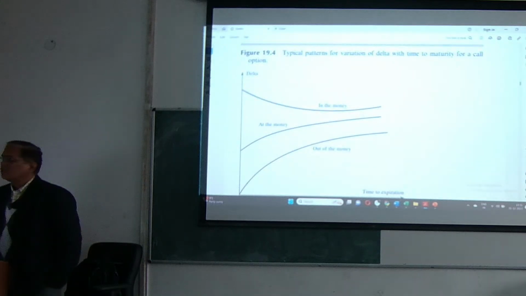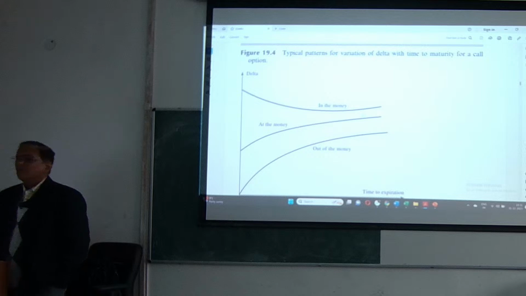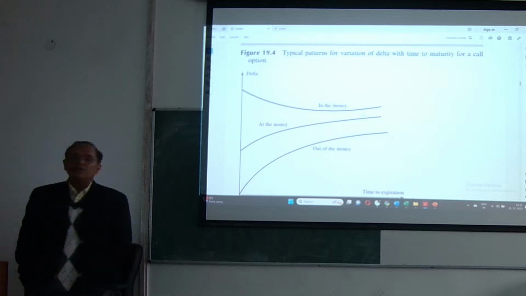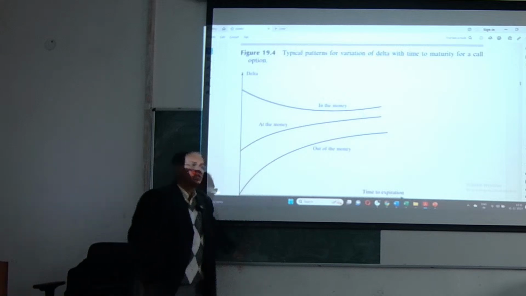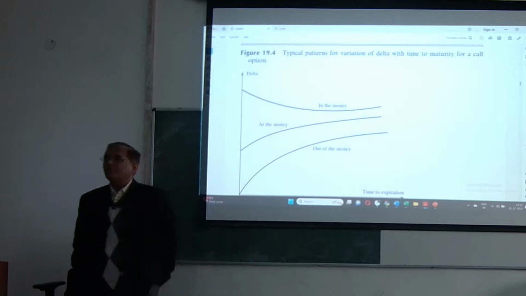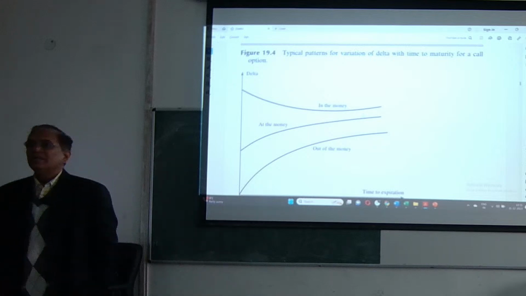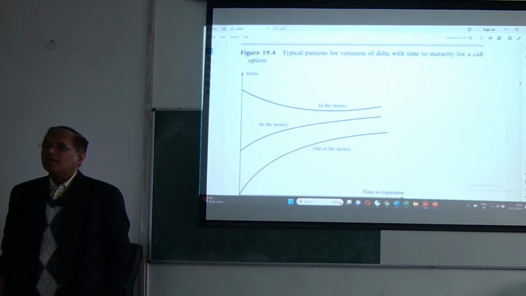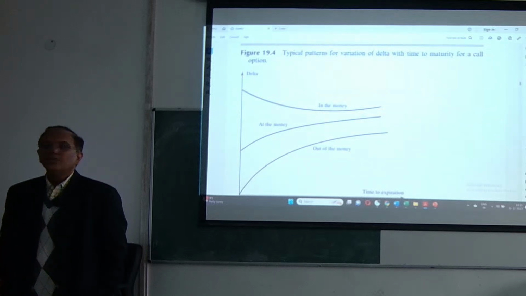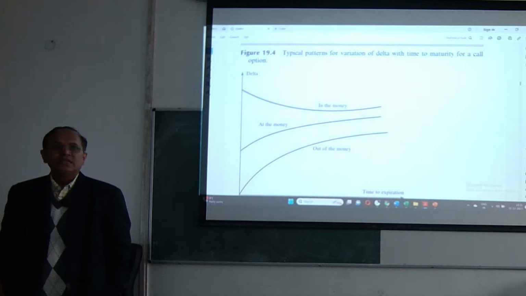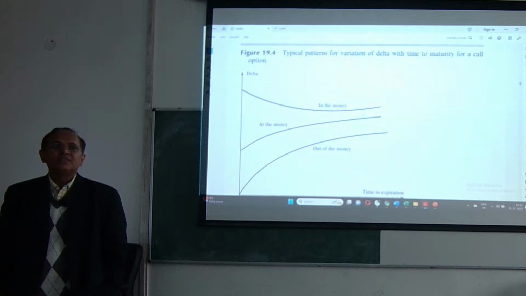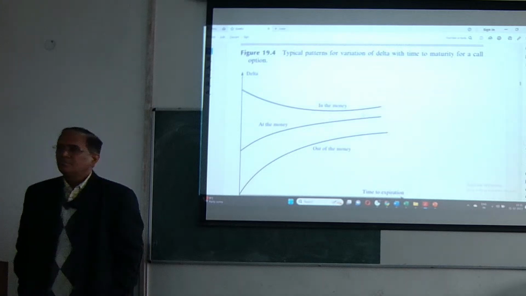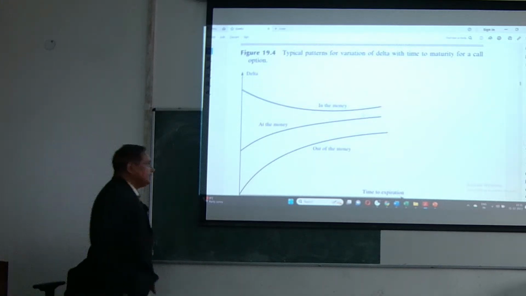Now, typical patterns for variation of delta with time to maturity for call options. As we know about time to maturity, as I was trying to explain, whenever there is a midpoint, that is called at the money. At the money is the position where the option gives no benefit and no loss. At the money is the point where it is at par with the prevailing market price. So, whenever at the money is there, you look here.